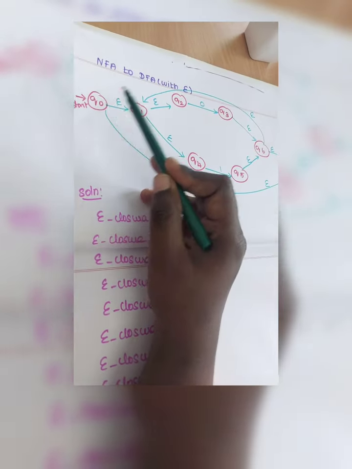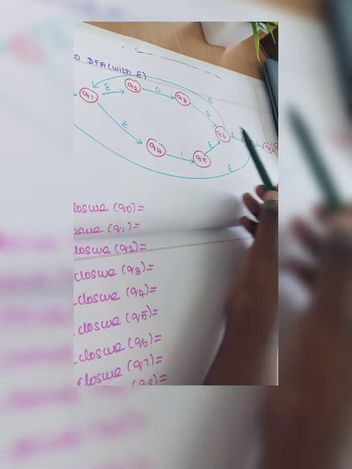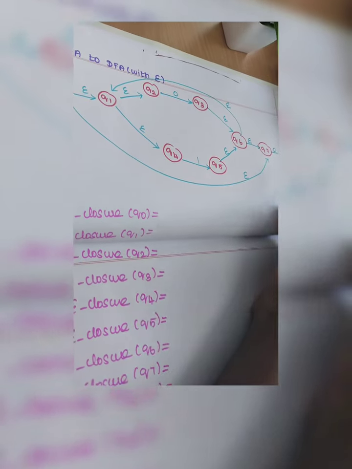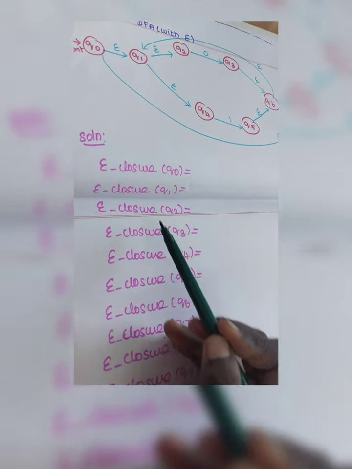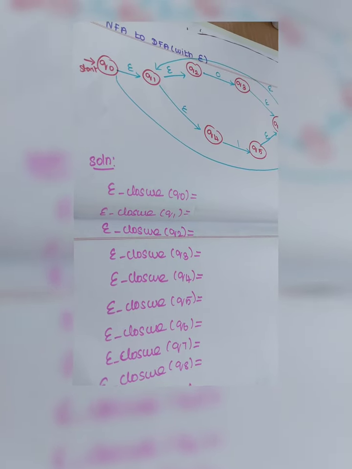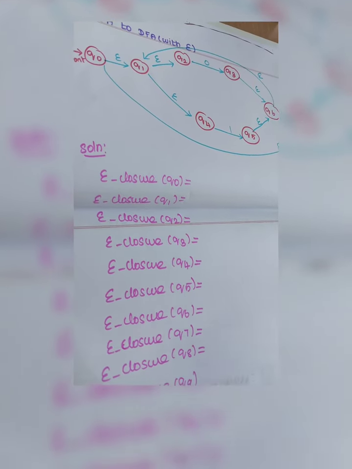So this is one of the examples. Q0 to Q9 states they may give, and Q9 is the final state. So for that you have to find the epsilon closure for all the states. So how to find the epsilon closure? Epsilon closure is very easy.